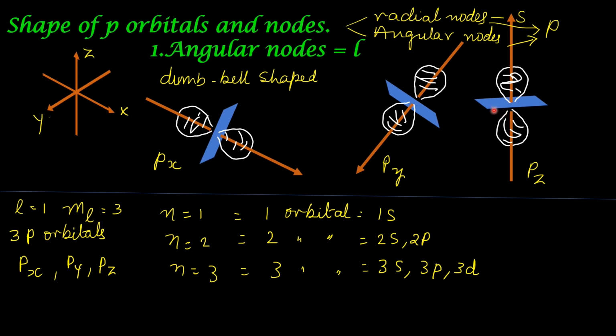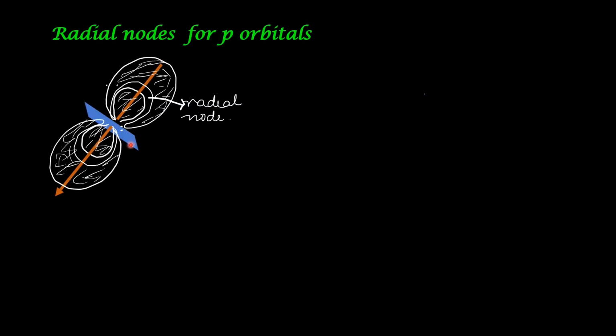Now we will see the radial nodes of the p orbital. I have given here a diagrammatic representation of a p orbital, including the radial nodes and the angular nodes. In each of the two lobes of the dumbbell-shaped p orbital, you find a clear zone where there is no probability of finding the electrons. That zone is called the radial node. It is a curved surface.